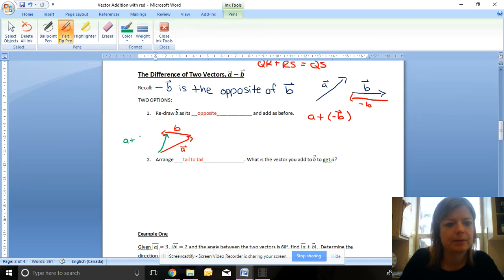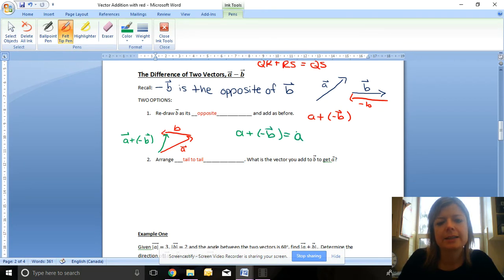So this is A plus negative B with the vector signs. Just remember that A plus negative B is the same thing as A minus B. This way, really all you're learning is addition, and you know how opposite vectors work. So you're not really learning a new rule. You're just changing it to addition.